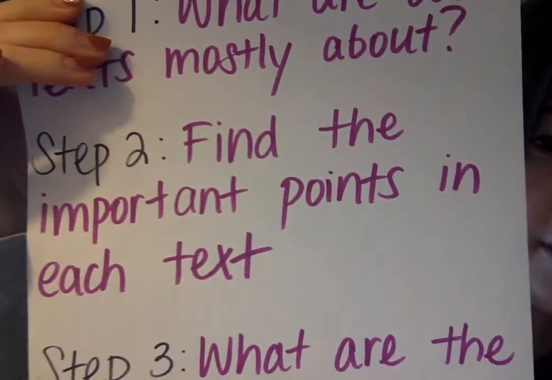Step 2, find the important points in each text. Looking at the important points in Abraham Lincoln, the few that came up to me would be that Abraham Lincoln overcame many challenges when he became a lawyer, a politician, and president of the United States. Abraham Lincoln was president during the Civil War, and he tried to keep our country together. And that important people from history like Abraham Lincoln fought injustice by trying to end slavery.